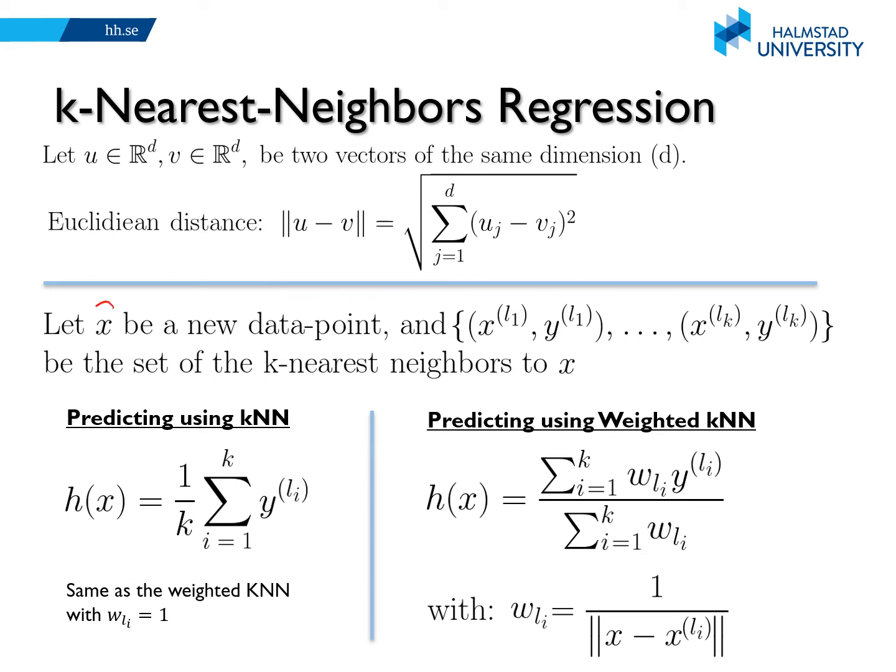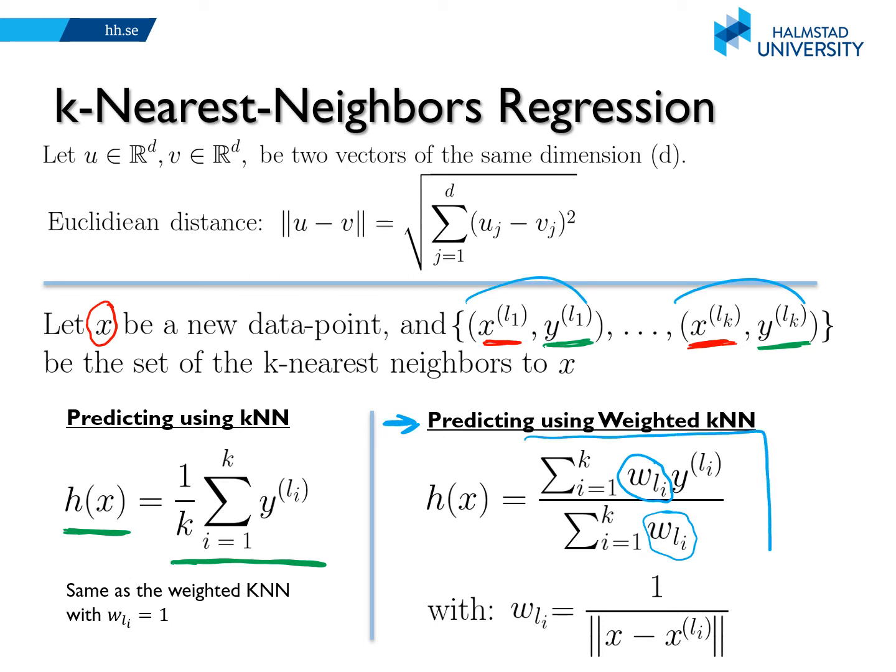Now, given a new input data point x, for which you want to predict the output, and these are the k nearest neighbors to x from our training data, and these are their corresponding outputs, you can just compute the average of these outputs in order to make a prediction for x. And you can also use a weighted average. So you have a weight associated to each of the neighbors, and you just compute a weighted average here.